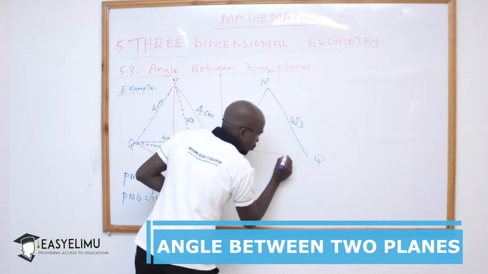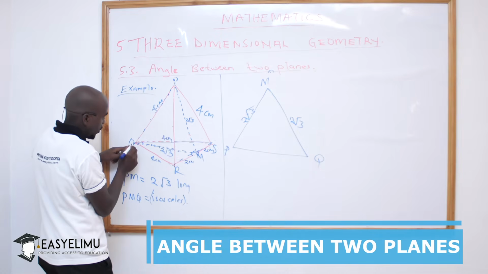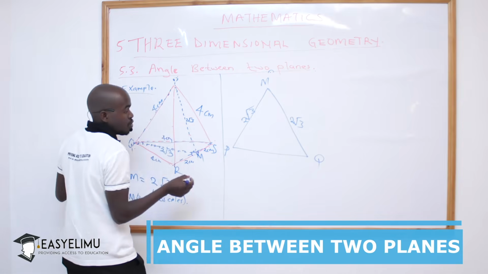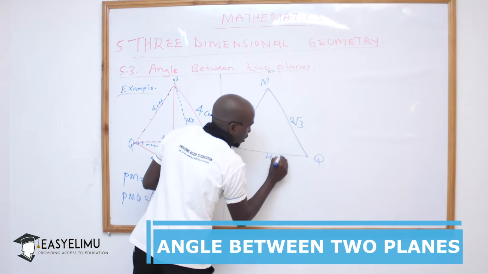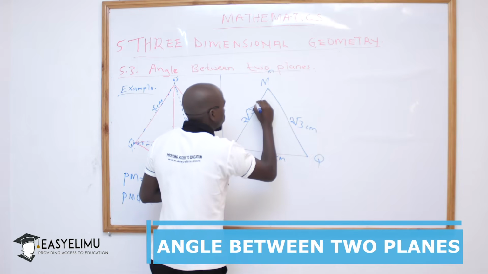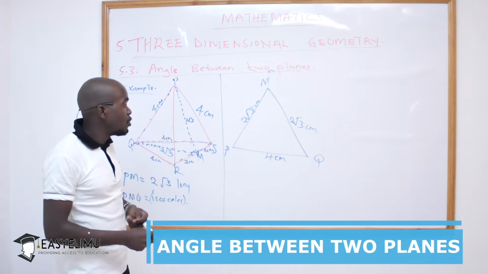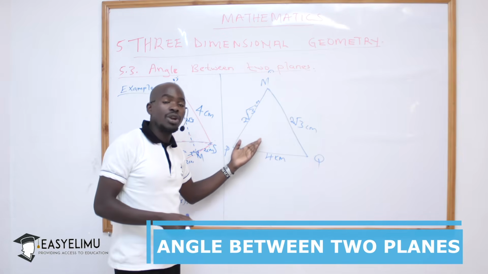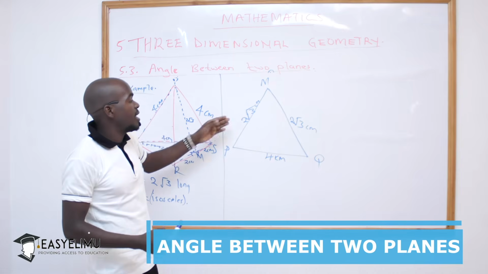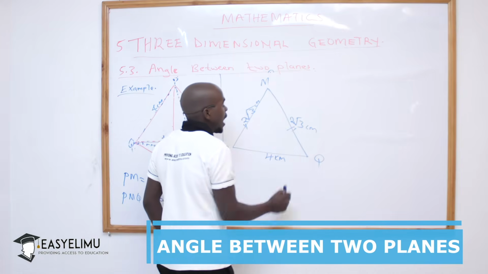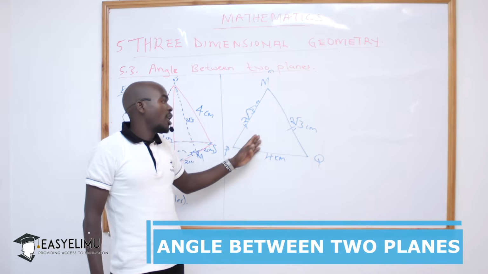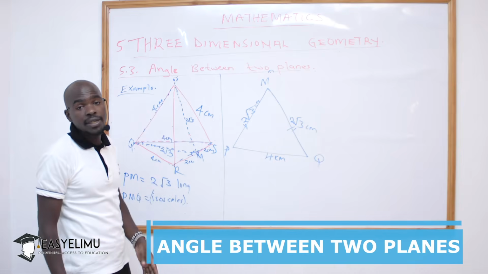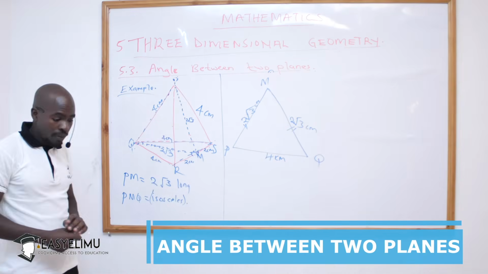So I will join the 2, and if I join the 2, it gives me this line, QP or PQ, which is equivalent to 4 centimeters. And from the rules of isosceles triangle, we have seen that the side-side rule has worked, because this side is equal to the other side. So the triangle with two sides equal, we call that triangle isosceles. We can find that it is an isosceles triangle.